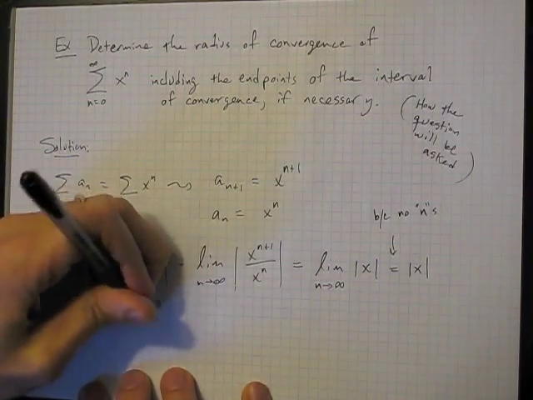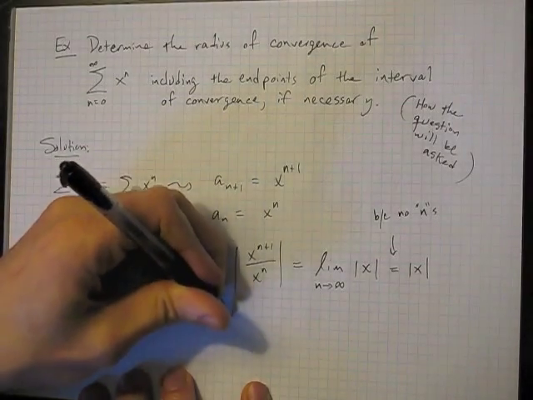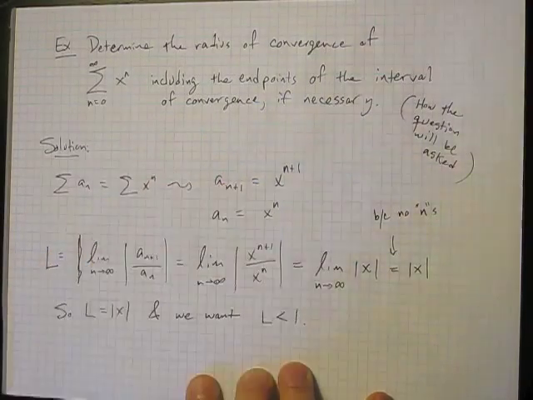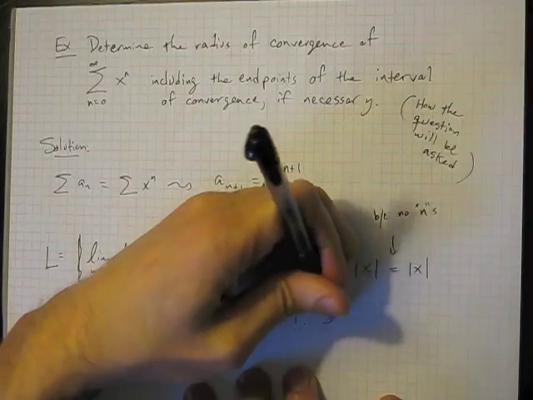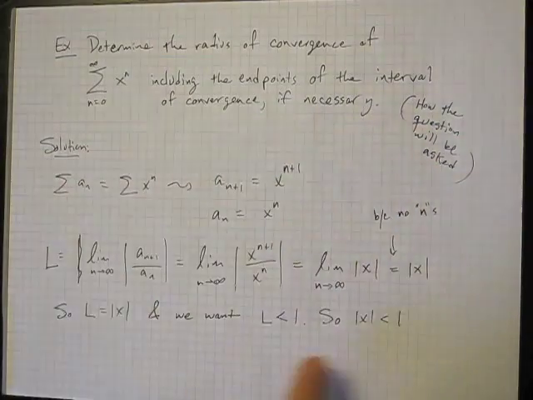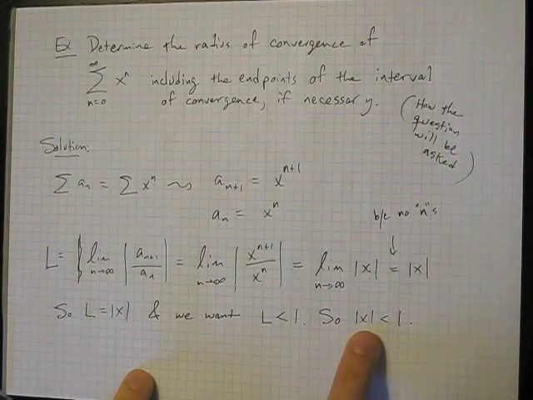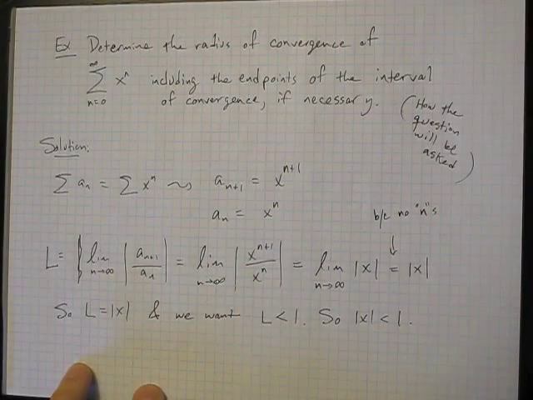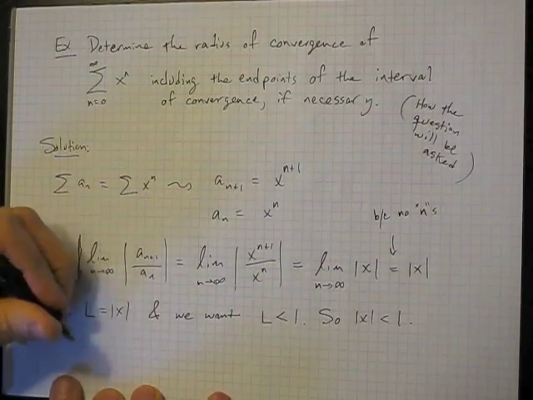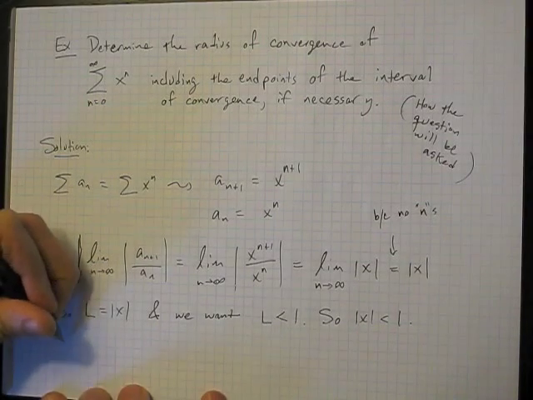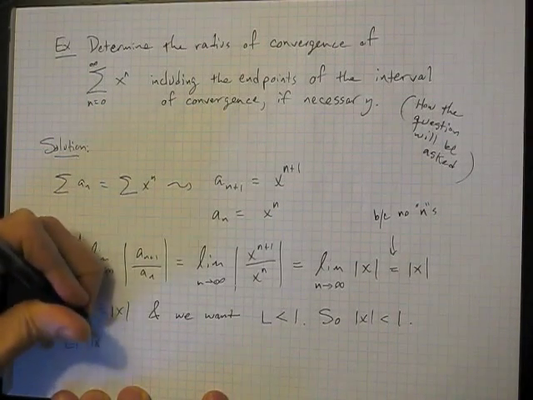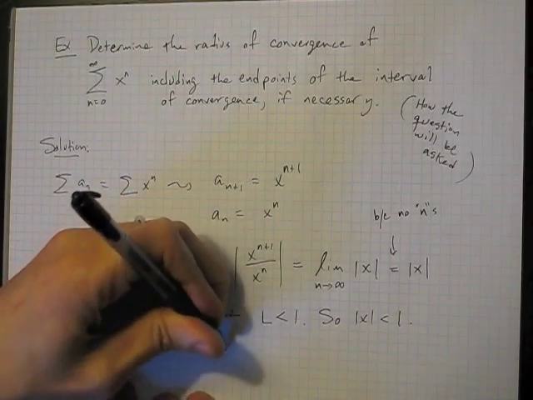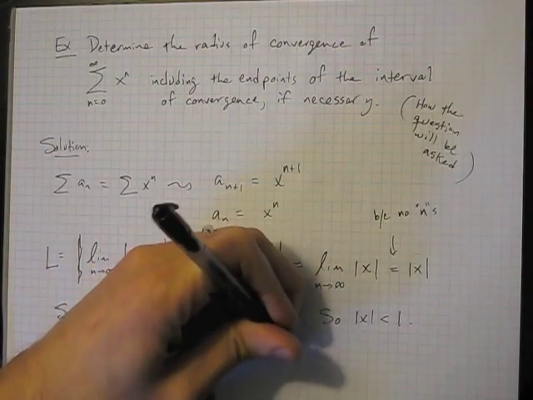And we want convergence. So we want L less than 1. Okay? So that means that we take the absolute value of x to be less than 1. This is saying that if the absolute value of x is less than 1, then L will be less than 1. L was this limit, and the ratio test guarantees our convergence there. So if x is less than 1 in absolute value, then we have convergence by the ratio test.